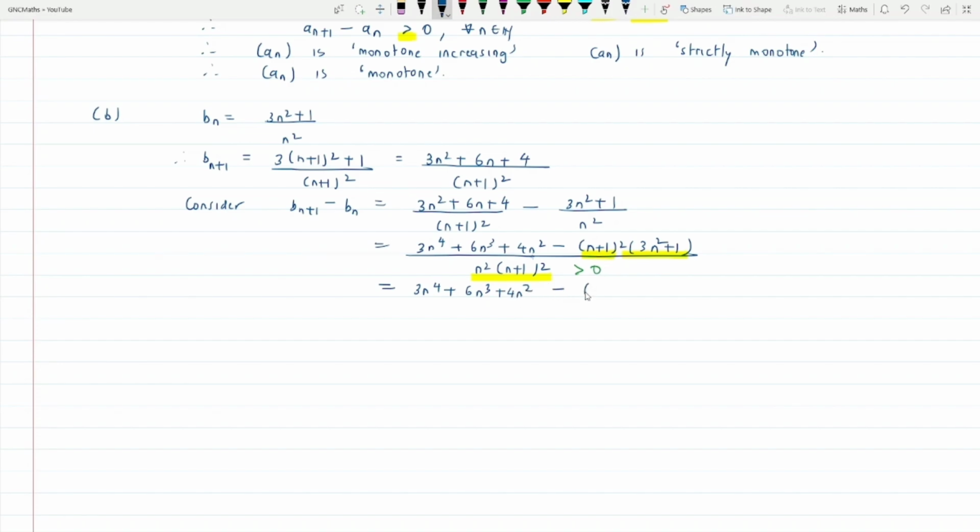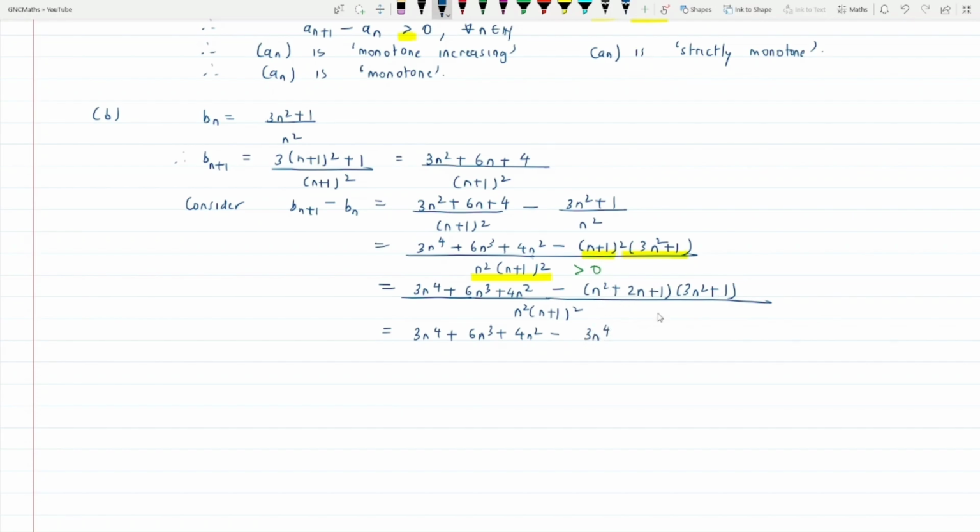So (n plus 1) whole square is going to be n square plus 2n plus 1, times (3n square plus 1), and everything divided by n square times (n plus 1) whole square. So this is 3n raised to 4 plus 6n cube plus 4n square. Now here we could multiply, so we are going to get n squared times 3n squared, which is going to be 3n raised to 4.